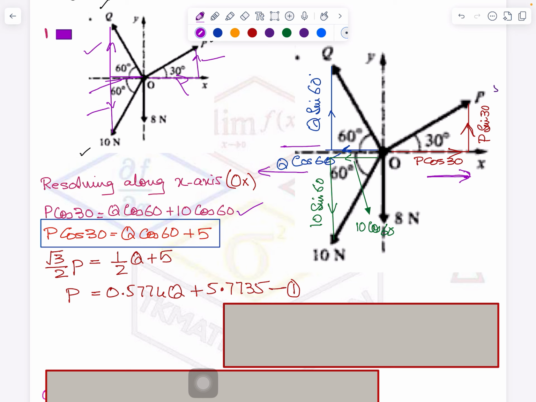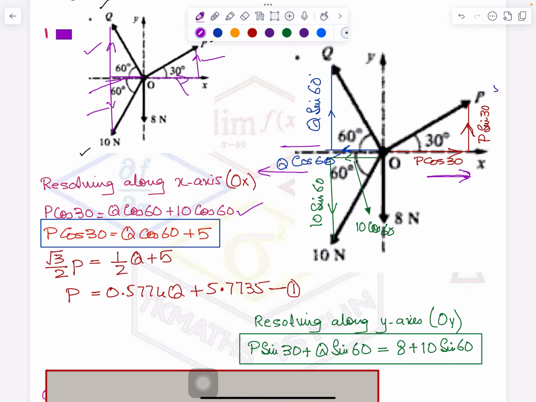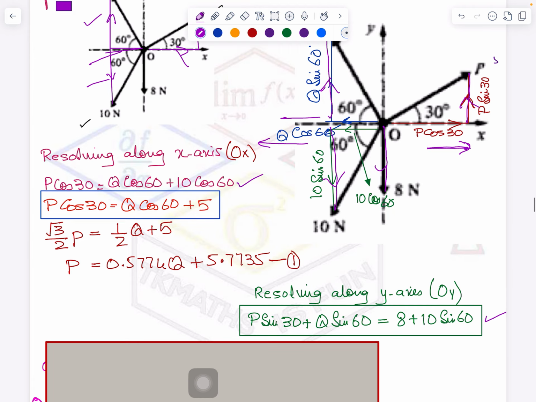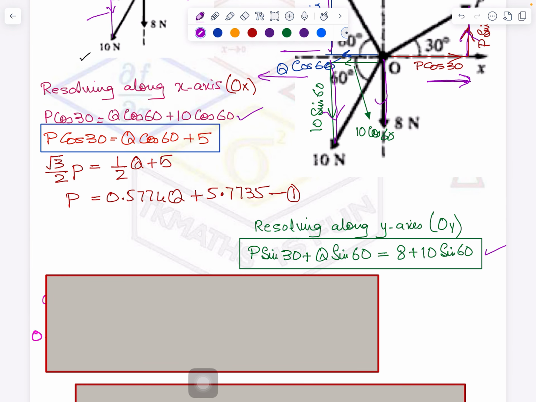After that, I will resolve it along OY, in the direction of OY. So if I see Q, this one is acting upward, Q sine 60. This is acting upward, P sine 30. But 10 sine 60 is acting downward and 8 is also acting downward. So this is how we have formed an equation. Upward forces on the one side and downward forces on the other side. Because it is in equilibrium, they will balance each other. So let me call this equation 2.